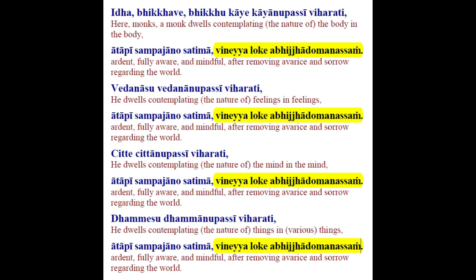The next phrase to explain is Vineyya loke abhijjha domanassam. A bhikkhu should practice by removing abhijjha and domanassam, attachment and anger, loke, in the world. In the world means in your body, and the body is in the mind of you. Your body, your hands, your world. So, by removing abhijjha, greed or craving, and domanassam, anger. Of the many defilements, these two are very important.